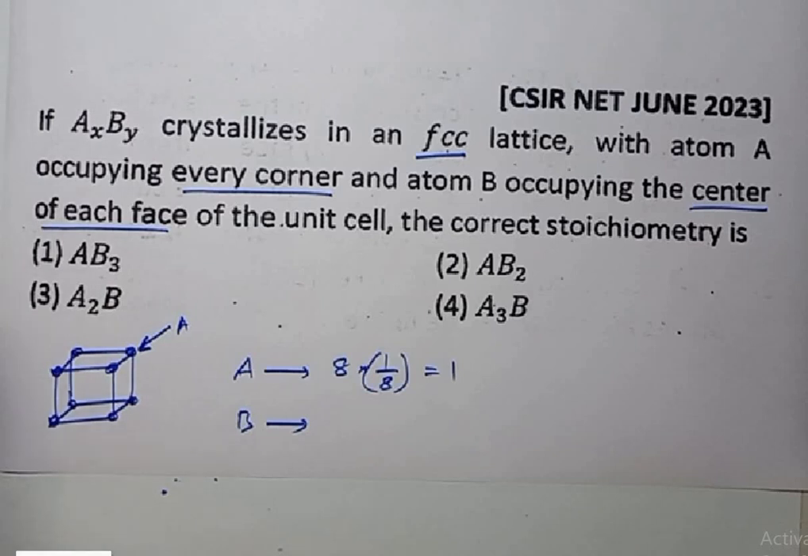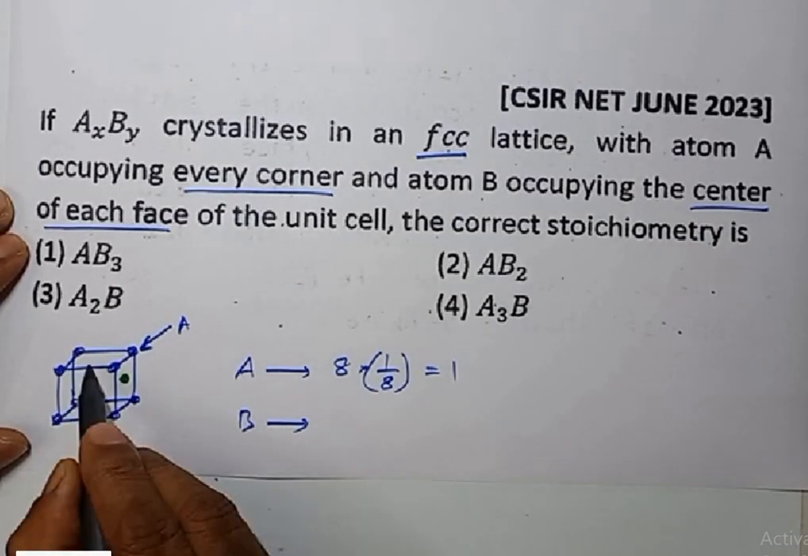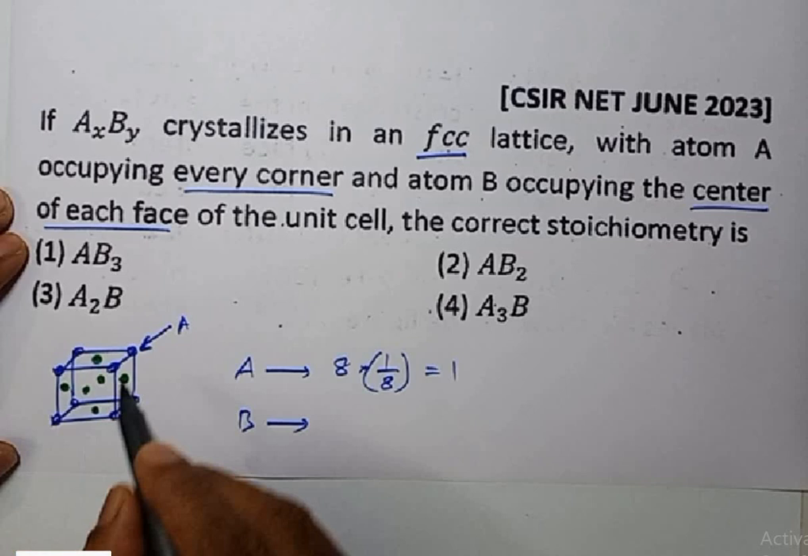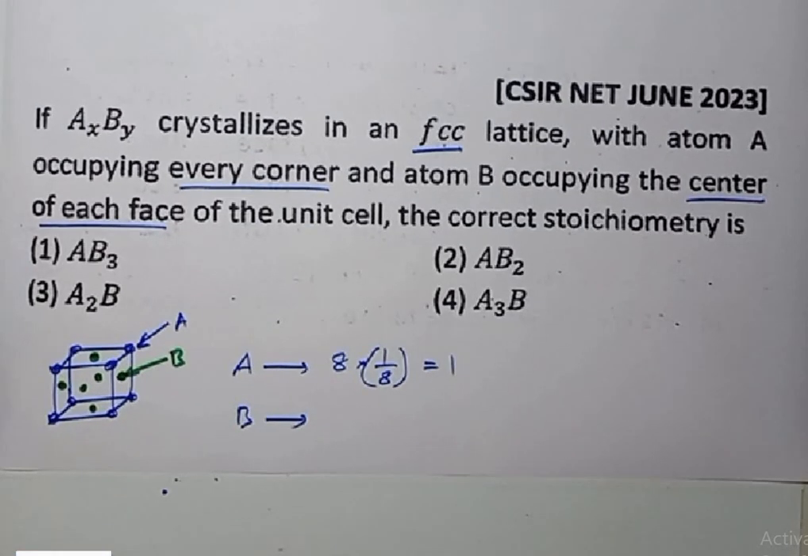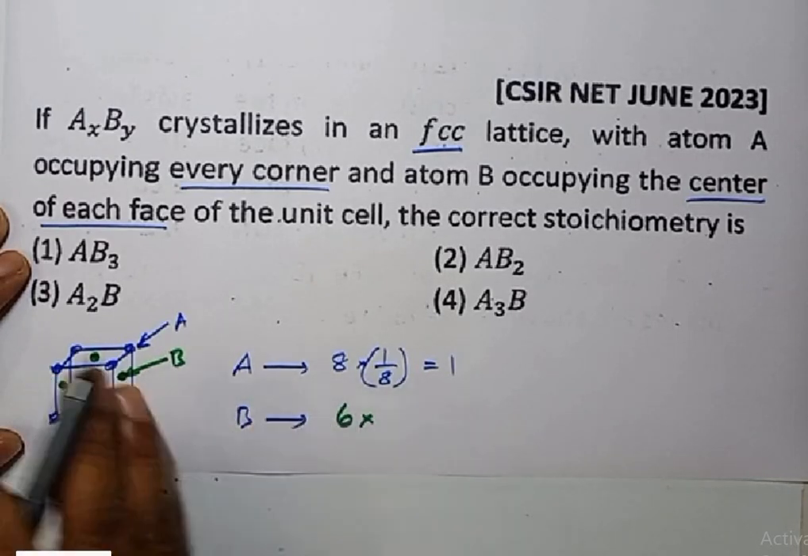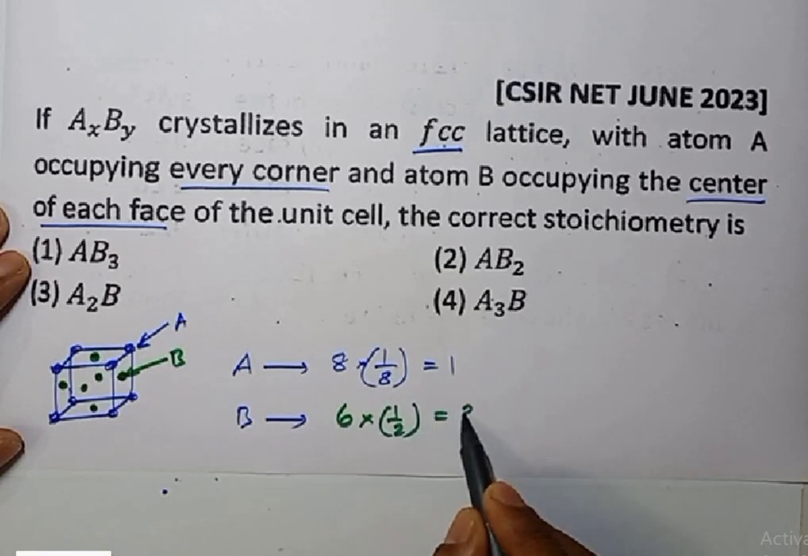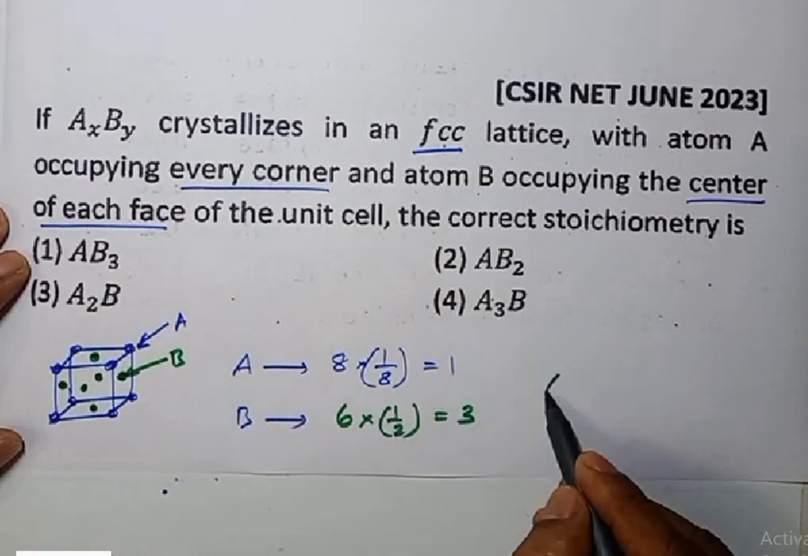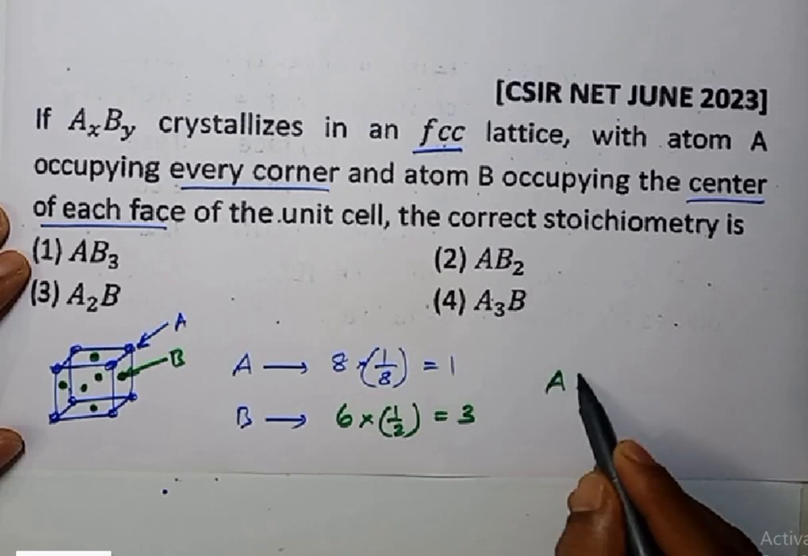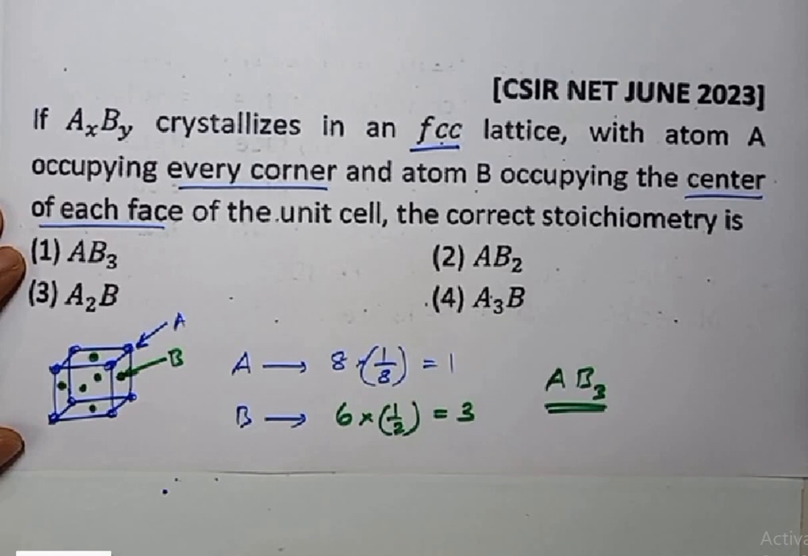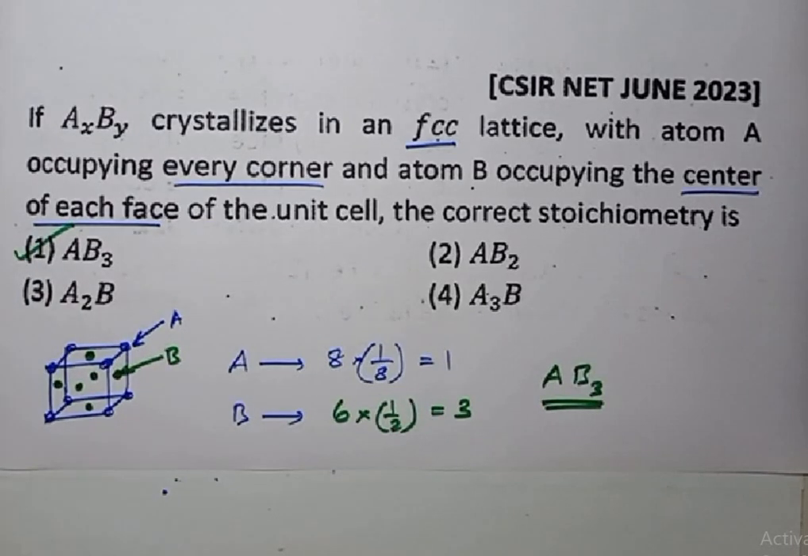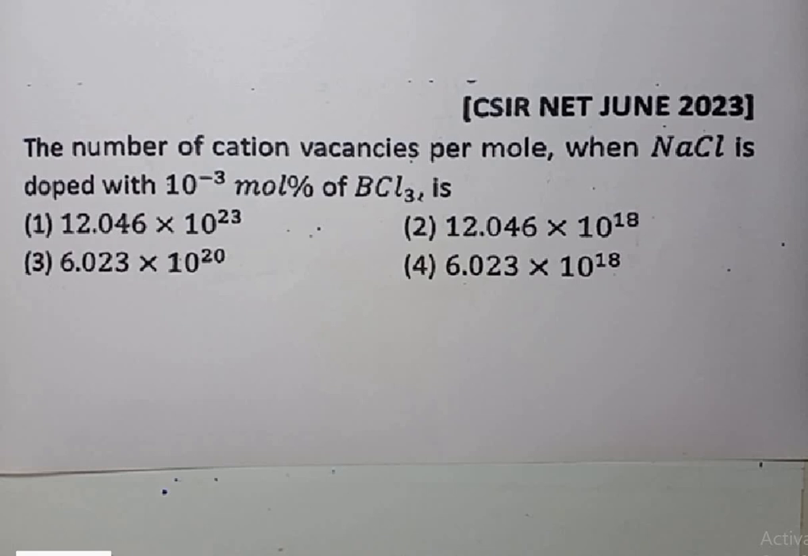A cube has 6 faces, and each face center, this is a face center, this is a face center, this side, front side, back side, bottom. Each face center is occupied by B atoms. So how many B atoms are there? There are 6 face centers. Each face center atom is actually shared by 2 unit cells. So 1 by 2, we will get the answer as 3. So in one unit cell, there will be one A atom, A1 means you need not put 1, and there will be 3 B atoms. So the formula of the compound, or stoichiometry of the compound, is AB3. The correct option is 1. Take note. This question also appeared in 2023 June.